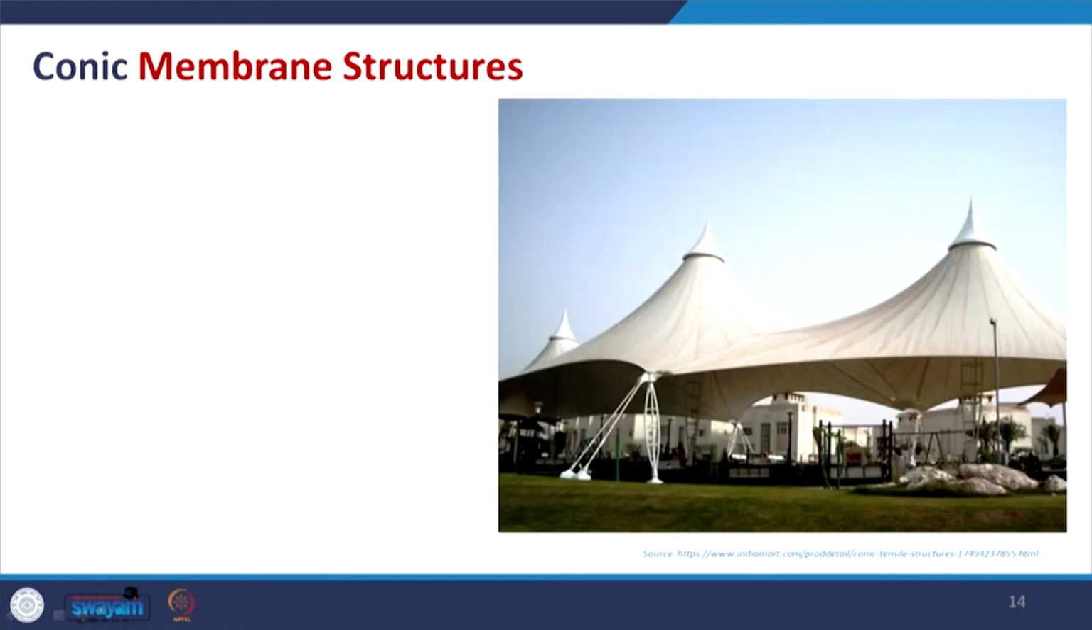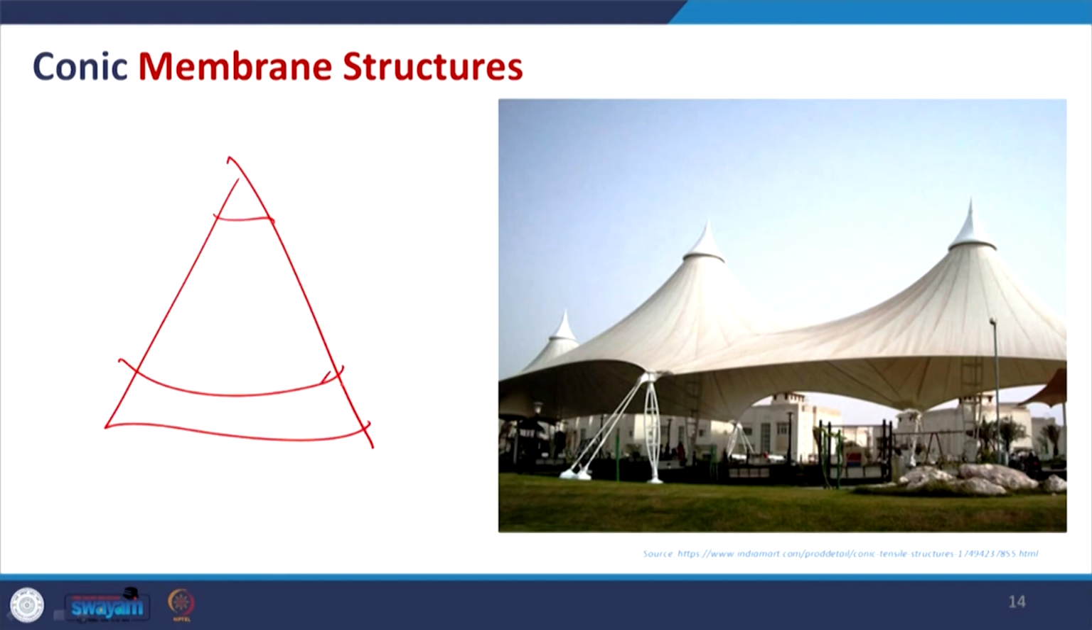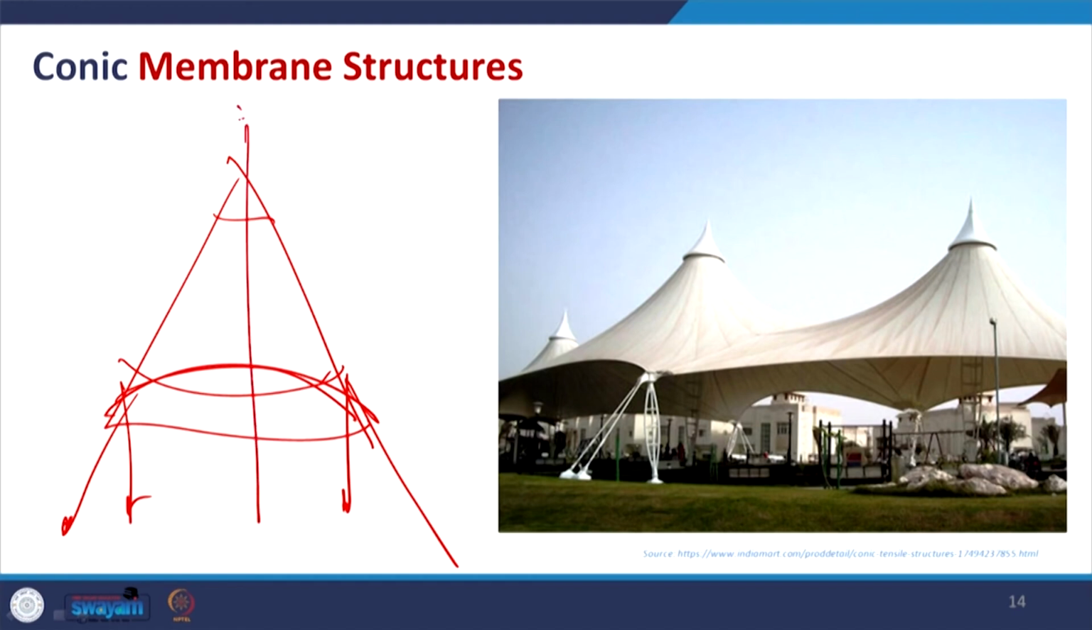Now, coming to the conic membrane structure, this is similar to a cone, maybe a truncated cone. So, this form is created, and in order to put the tension, we create the support from the bottom and these are the posts. So, this we create, and at the central point, in order to give this shape, you have a mast.